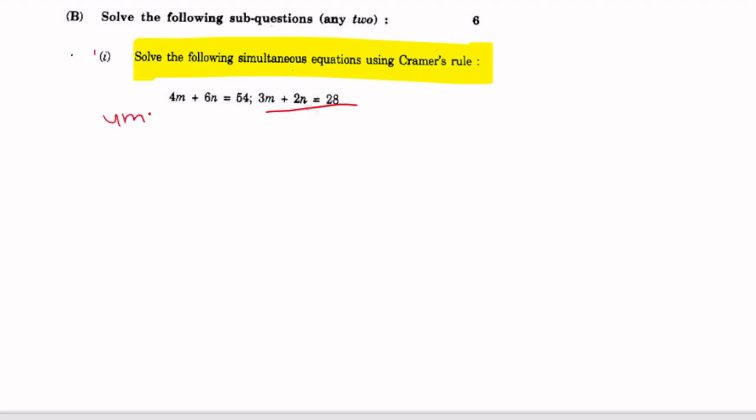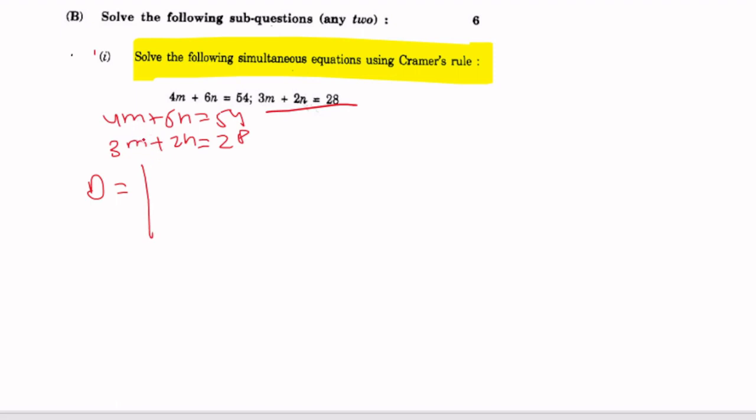Okay, 4m plus 6n equal to 54. This is your first equation I can say. Second is what? 3m plus 2n is equal to 28. In Cramer's rule, first you have to find one thing, what is determinant. How to get the determinant? Simply close your eyes and ignore your right hand side of the equation, which is 54 and 28, and write left hand side all the constant points.